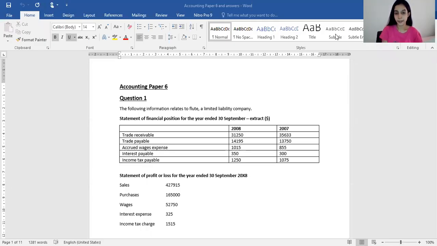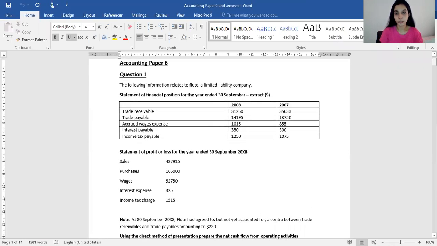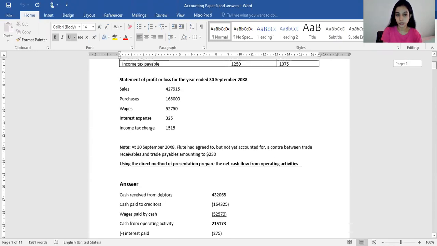So yeah, now let's focus on some of the questions that we can do under cash flow statements. So first, question number one. The following information relates to Flute, a limited liability company. So they've given you the statement of financial position and also the statement of profit or loss.